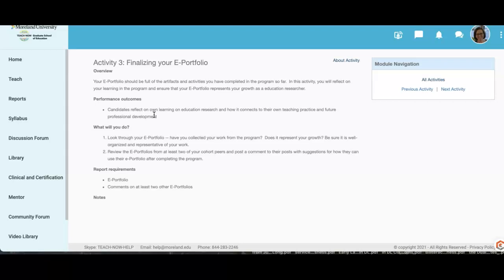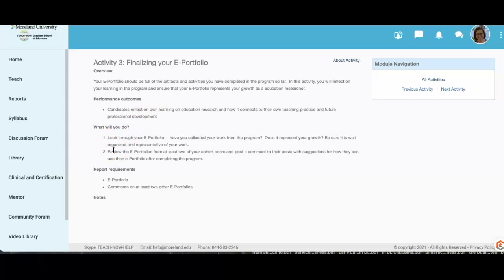So look through your blog and make it more of a formalized e-portfolio. And whatever work that you have that you would like to highlight from your work in the program up to this point, you want to think about, does it represent my growth? And is it representative of my best work? And you want to add the links.